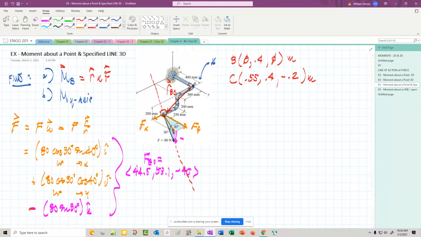So to build that position vector, I'm going to take the C coordinate minus the B coordinate. Sort of try to do that in my head. I get 0.55, 0, and minus 0.2.